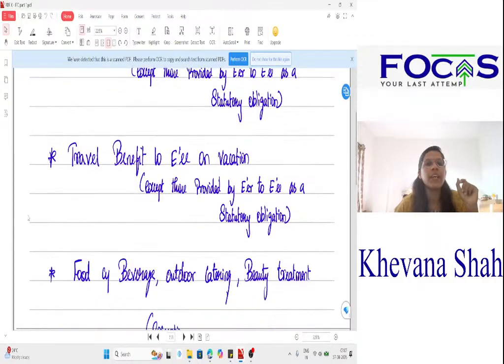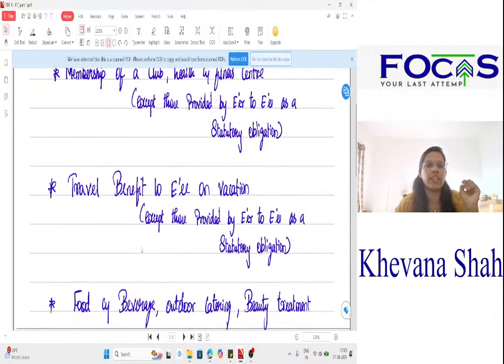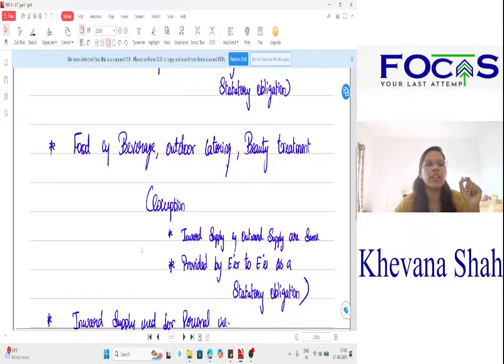Then next we have travel benefit to employee on vacation, except those provided by employer to employee as a statutory obligation. So if you are getting any travel benefits as an employee on vacation, other than the ones which are provided by your employer as a statutory obligation, in that case also we have blocked credits. Then food and beverage, outdoor catering, beauty treatment. So on these things also your ITC is blocked: food and beverages, outdoor catering and beauty treatment.